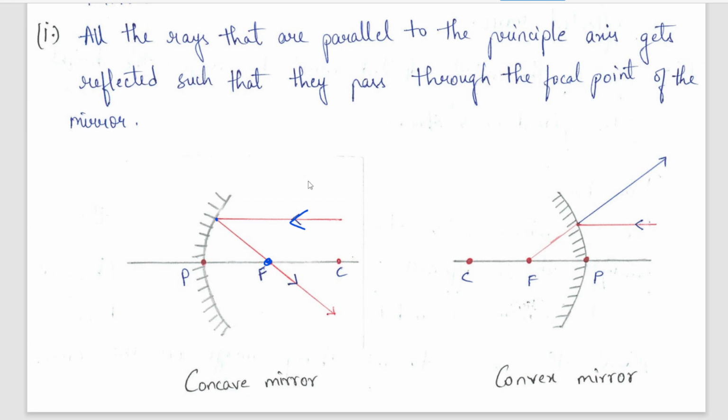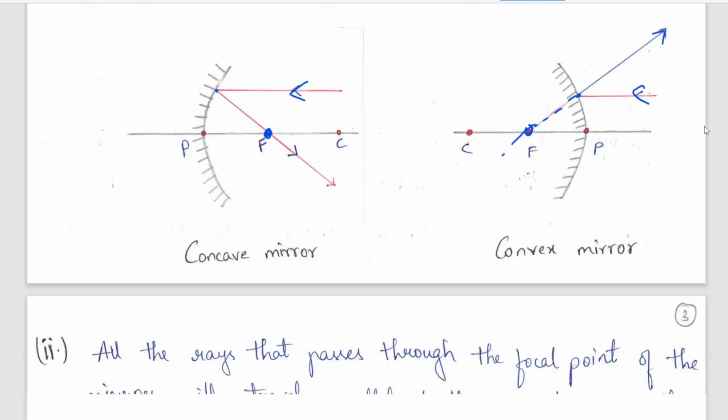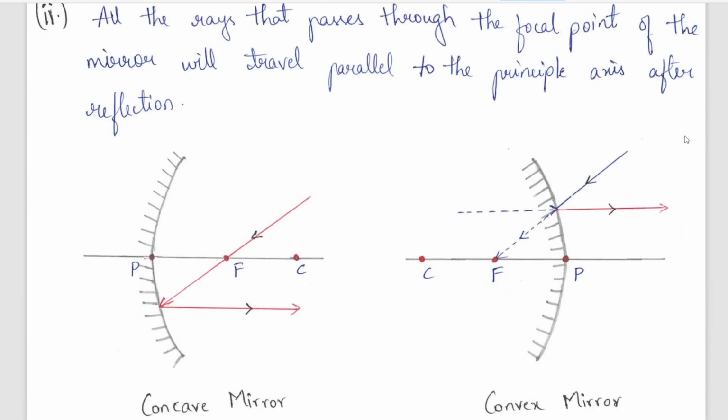Every ray that is parallel to the principal axis gets reflected and passes through the focal point. In case of a convex mirror, this is the ray falling on the mirror, and this is the reflected ray, and if you extend it backside it will meet the focal point, right? So this is the first rule.